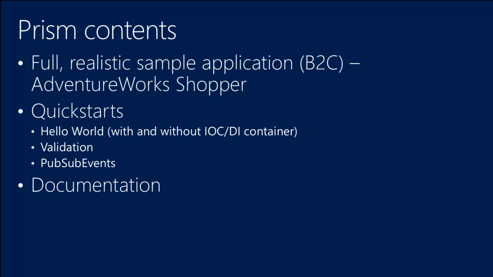So the one Hello World that I'll show today is not using a container. The other shows it with a container. And if you go into the code of the AdventureWorks Shopper, it's actually using the Unity container. But it's got hooks there that you can plug in whatever container you want for dependency injection. The validation one I'll be showing today just drills down on those validation capabilities, which, as I mentioned, are a pure add-on top of the WinRT capabilities. And then there's a separate one for the PubSub events, which is purely separable itself, and I'll talk a little bit more about that in a moment.